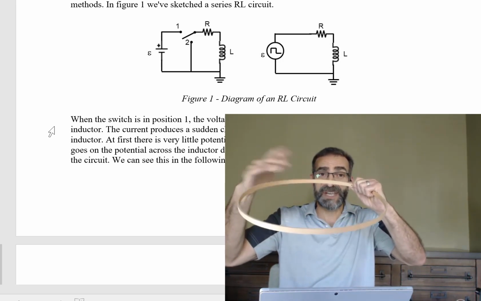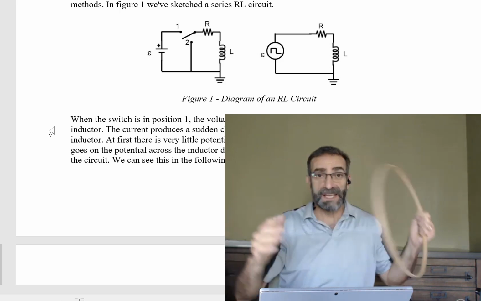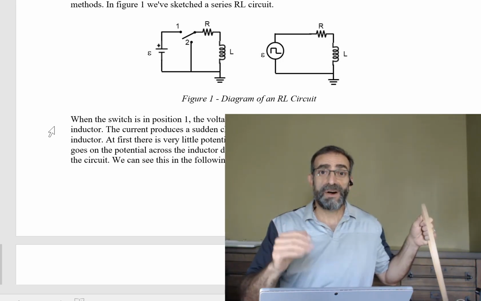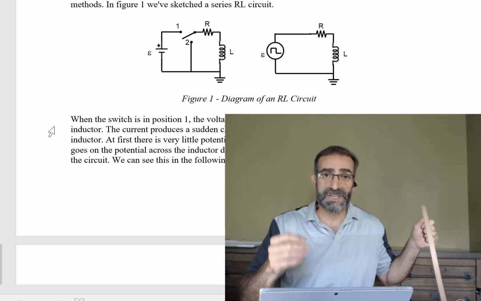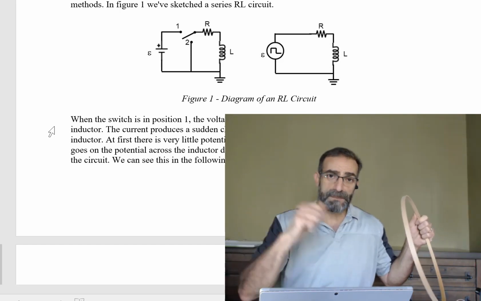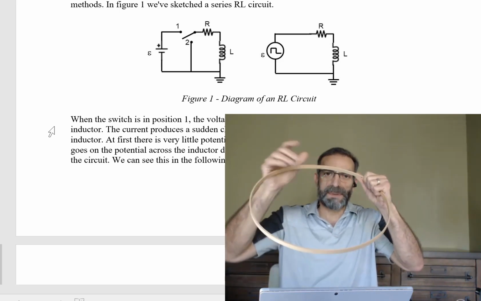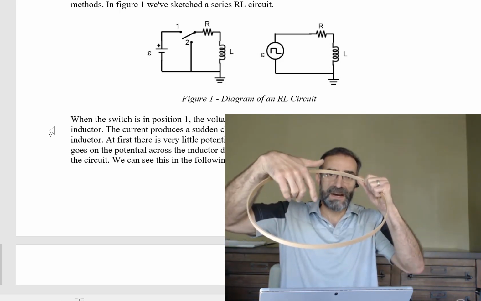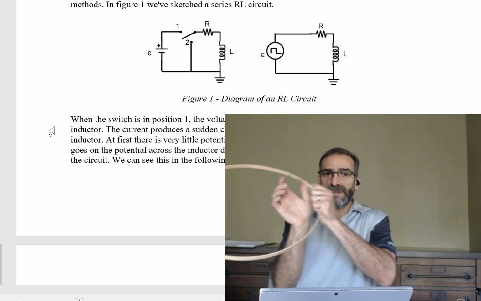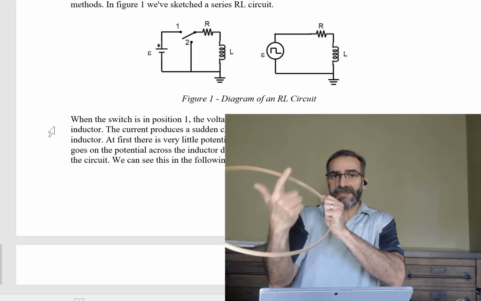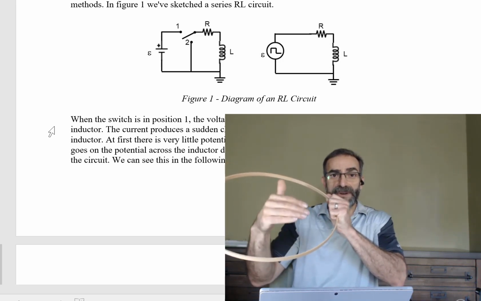It doesn't like changes. It doesn't always oppose the flux. It always opposes the change in flux. So when we hook up the battery, when we throw it to position 1, the current starts up, creates flux that wasn't there before. So the inductor creates current in the opposite direction to try to get the flux back to zero.